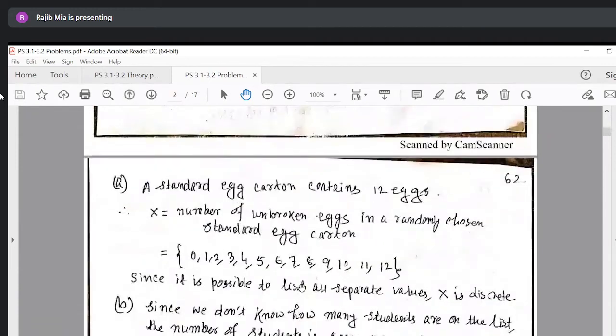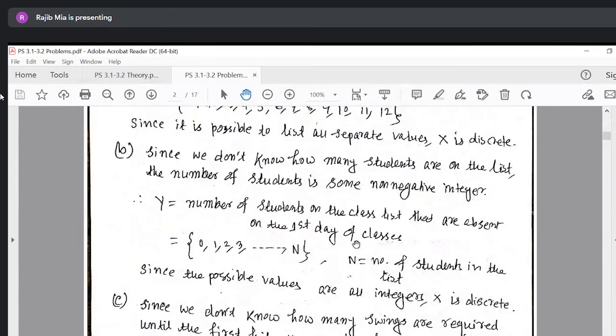So this is an example of a, sorry, this is a finite set. A finite set means this is a discrete random variable. 0, 1, 2 up to n. This is a discrete random variable.